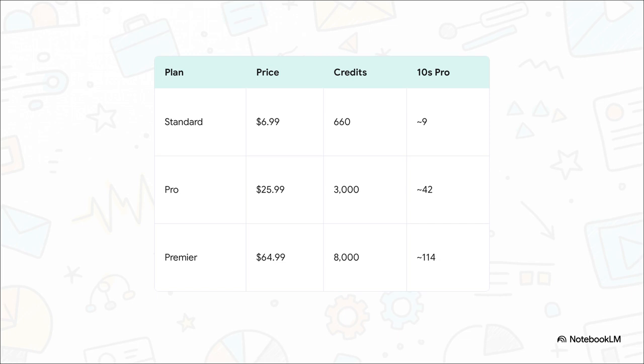But here's the massive catch. Professional mode, which you absolutely need for publishable, high-quality output, costs 3.5 times more than standard mode. A single 10-second professional video costs about 70 credits. So that 660 credit standard plan, it sounds like plenty, but do the math. That really only buys you roughly 9 high-quality 10-second videos for the entire month. You really have to plan your budget.